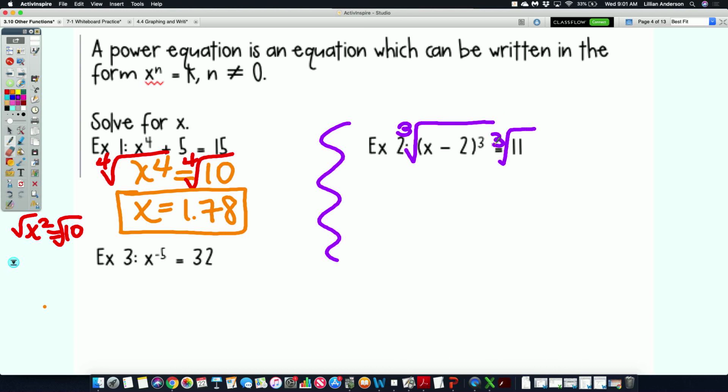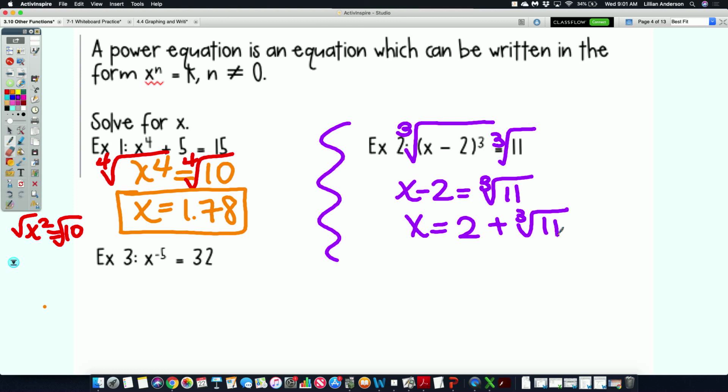Isolate your variable. Basically, anytime you're isolating, you're undoing what's happening in the problem. So if it's being raised to the third power, I got to get rid of the third power by doing the cube root. So that gives me x minus 2 equals the cube root of 11. And then to get x by itself, what would I do? Add 2. So then this would be 2 plus the cube root of 11. That would be the exact answer.